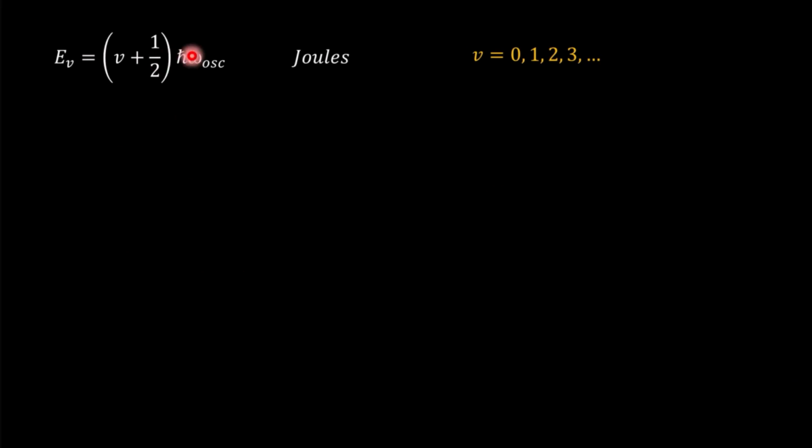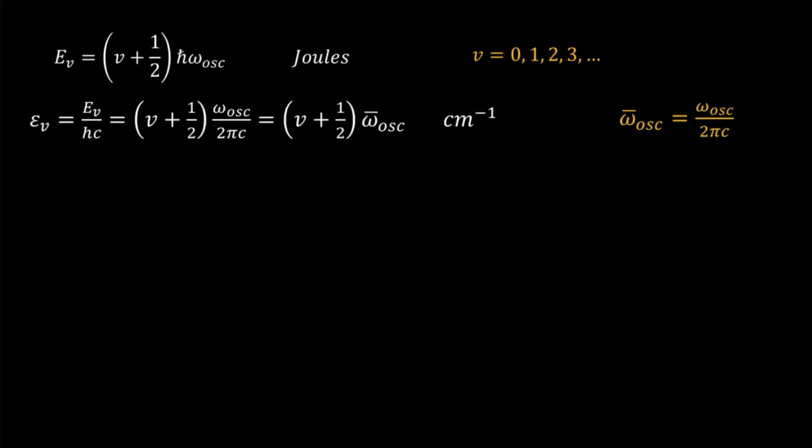This equation gives the energy in joules, and hence we have to divide this expression by hc to convert this energy into wave number. Then we get the energy in wave numbers as (v plus half) omega_osc bar, where omega_osc bar is given by the oscillation frequency divided by 2 pi c, where c is the velocity of light expressed in centimeter per second.